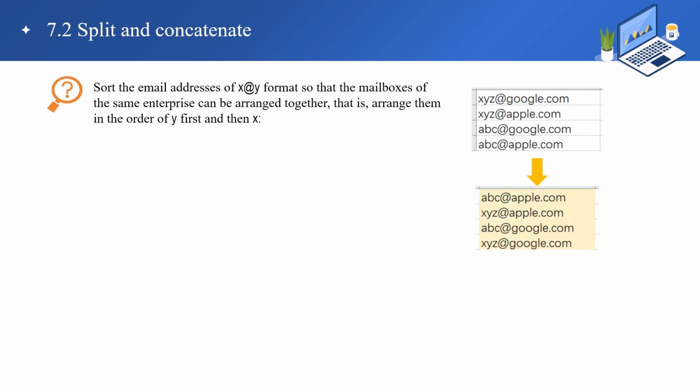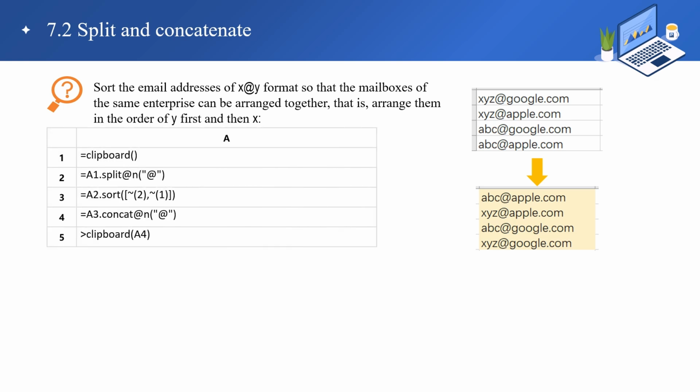Let's take another example. A batch of email addresses are stored in a column in Excel. As we know, the email addresses are in X at Y format. We hope to sort these email addresses so that the mailboxes of the same enterprise can be arranged together, that is, we hope to arrange them in the order of Y first and then X. For example, abc@google.com and xyz@google.com should be arranged together instead of putting abc@google.com and abc@apple.com together, but the latter situation will occur if they are sorted directly in Excel.